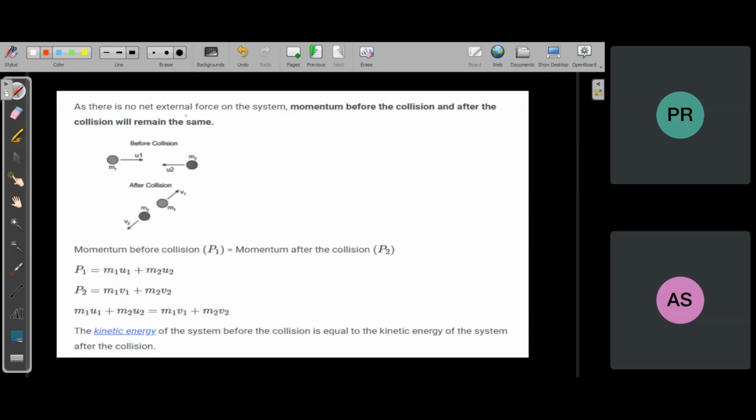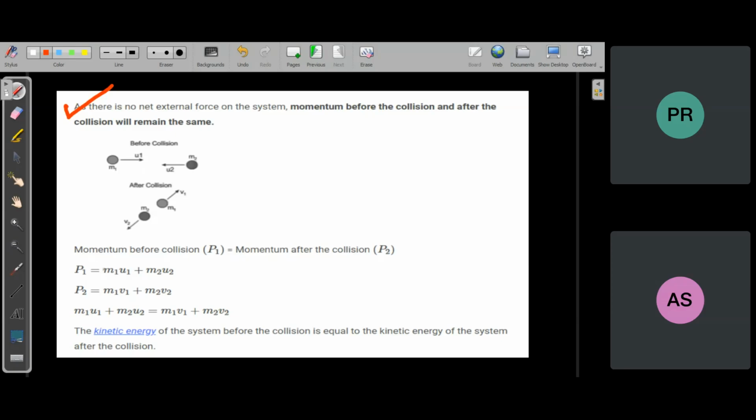But that is true for the momentum of the system, not the momentum of an individual particle. The same is not true for the kinetic energy of the system. Kinetic energy just before is equal to just after, but in between, during the collision, it is not.